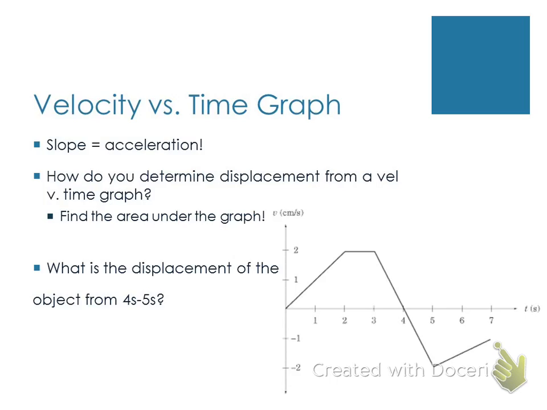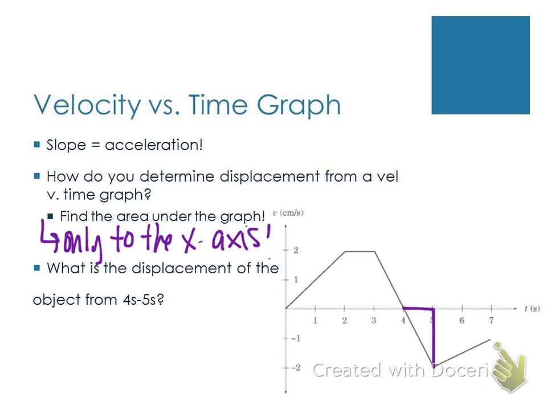Let's go ahead and find displacement from 4 to 5 seconds on this graph. Displacement we're going to calculate by finding the area under this graph. I want to articulate one other thing. It's the area under the graph, but only down to the x-axis.